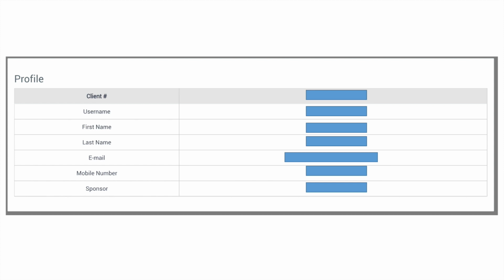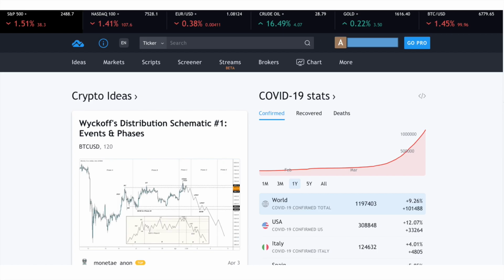Now, aside from that information, you're also going to be asked, when it comes to getting the indicator, for your TradingView information. Remember, this indicator is going to be accessible through TradingView, so you can use it on your mobile device. You can also use it on your laptops.